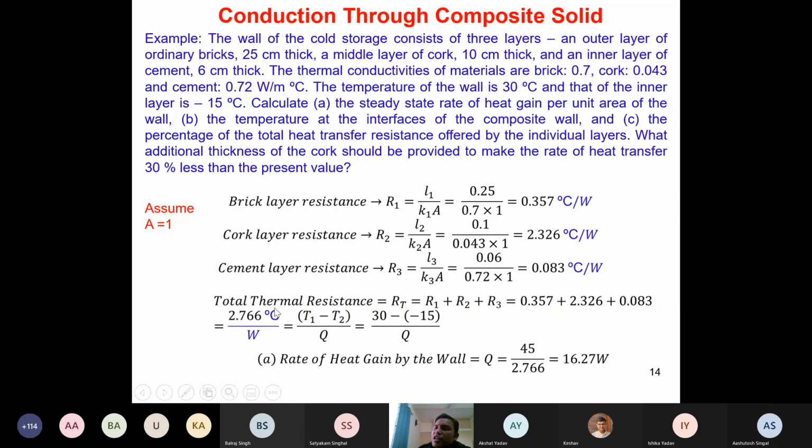Now, this total thermal resistance is nothing but the total temperature difference divided by Q. So we can back calculate the value of Q. Here delta T is 30 degrees Celsius, the ambient temperature, and the inner wall temperature is -50. So the total temperature difference is 30 minus -50, which becomes 80. So Q is 80 divided by the total resistance, 2.766. That comes out to be 28.9 watt. So the rate of heat gain by the wall is 28.9 watt.